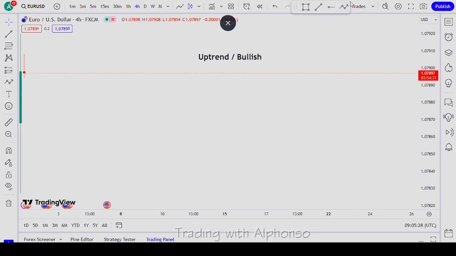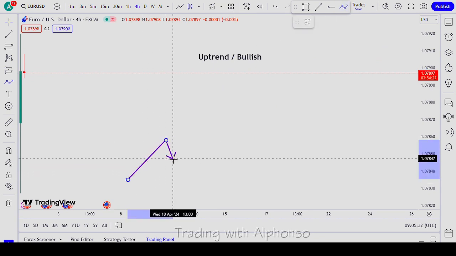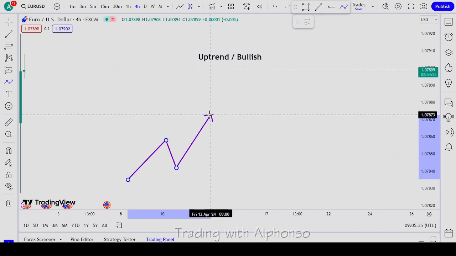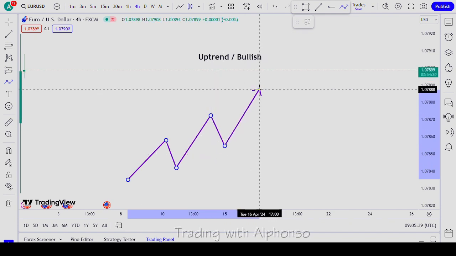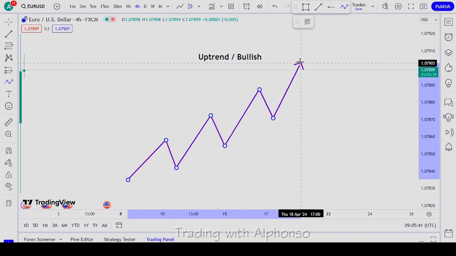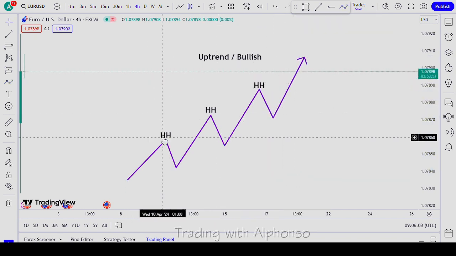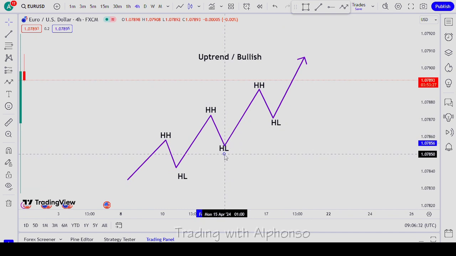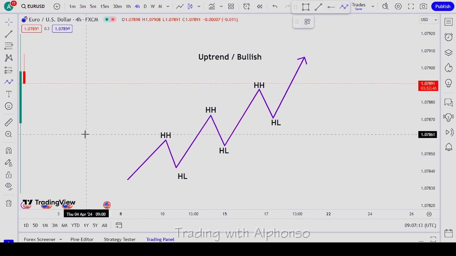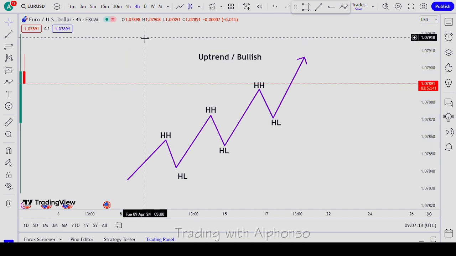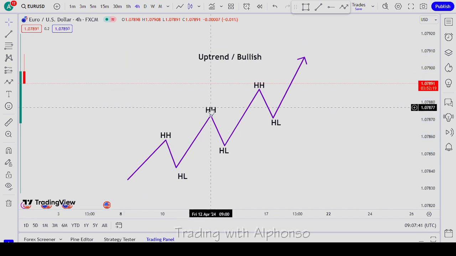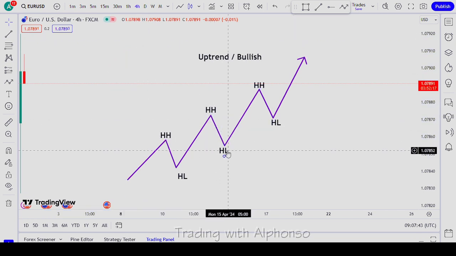An uptrend market structure forms a series of higher high, higher low, higher high, higher low, higher highs. So these are the higher highs. These are the higher lows. The market cannot go straight to the upside this way. No, it has to come for a pullback. Higher high, a push, then a pullback, a retracement, which is a higher low.